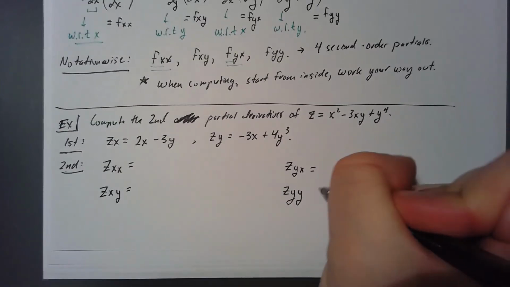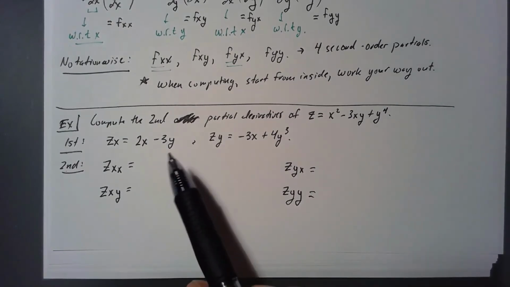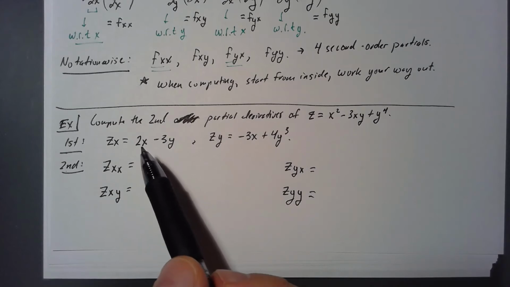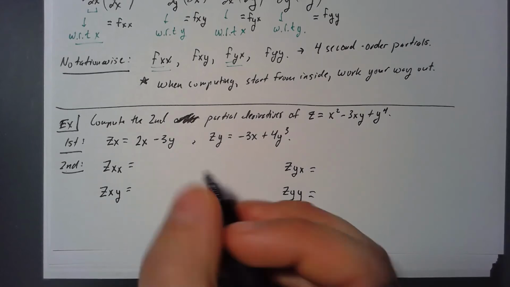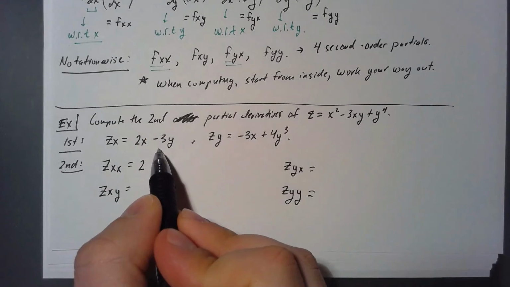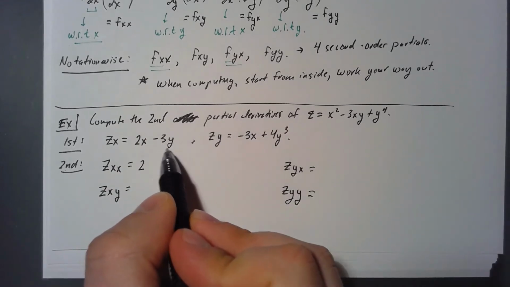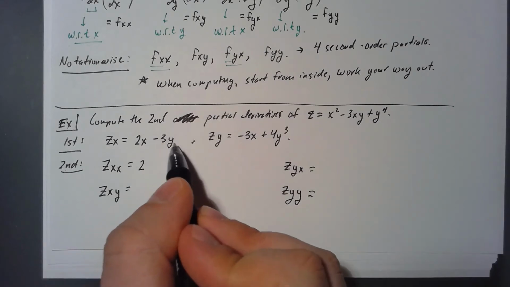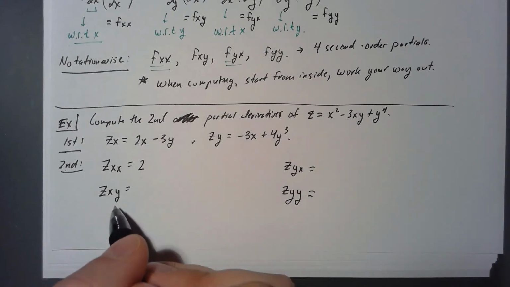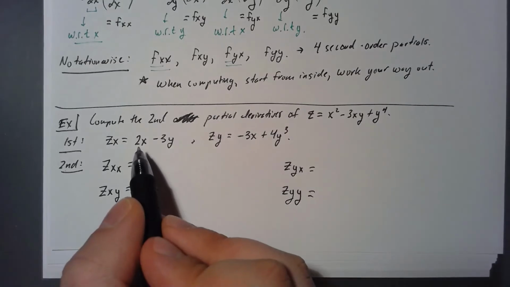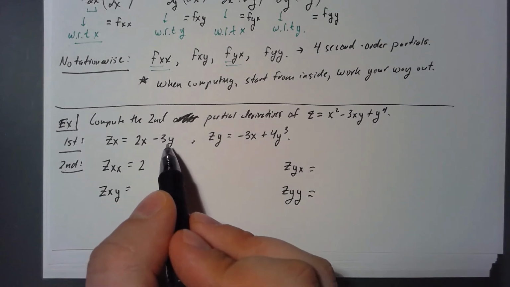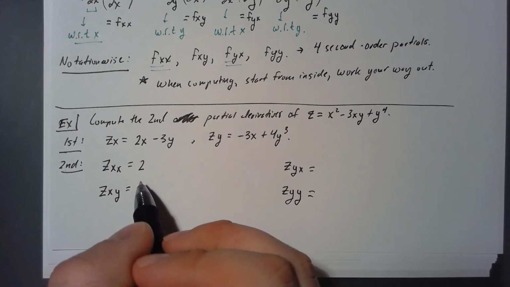So just go through them. What's the derivative of this with respect to x? Well, this will be 2, right? And this whole thing is just a constant. Negative 3 is a constant, and y is a constant when x is being differentiated. So this is the derivative of a constant, which is 0. So this is just 2. Now with respect to y, this is a constant in this case. The derivative of y is 1, so 1 times negative 3 is negative 3.